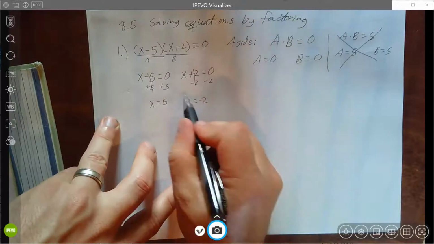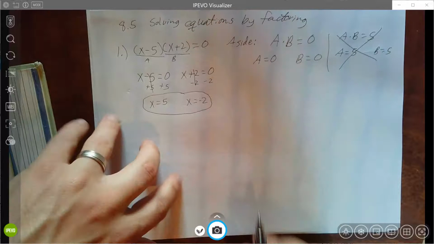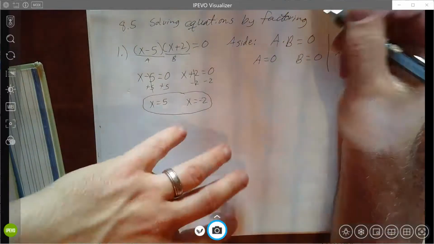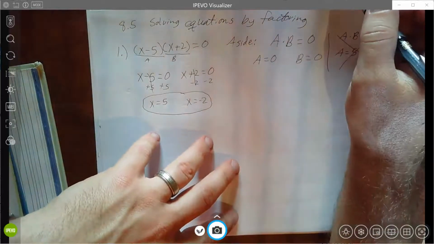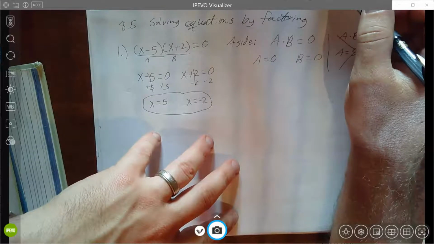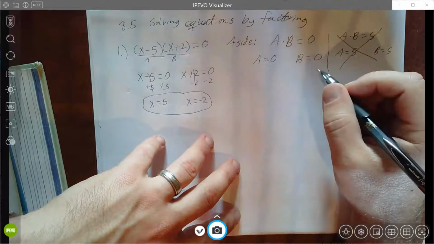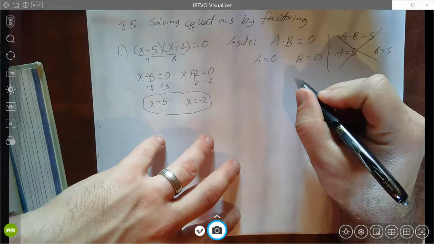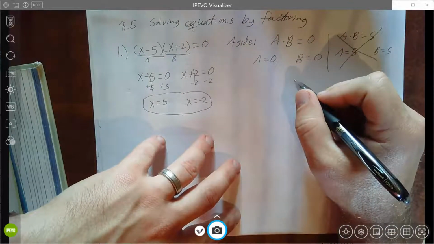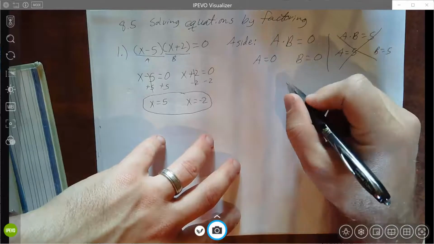And here are my two answers. I have two answers for x. And I usually will have two answers for x on these kinds of problems. Most of the time these problems are quadratic equations. Let me just give you some rationale, a feel for why you have more than one answer.